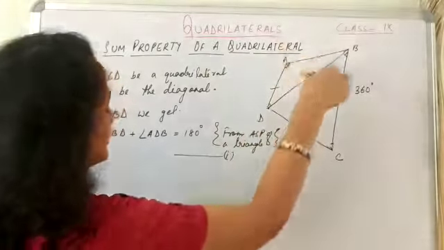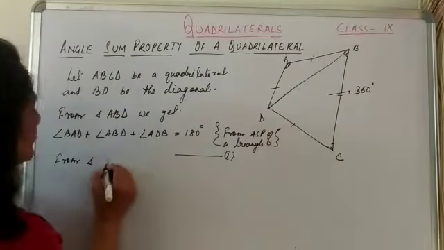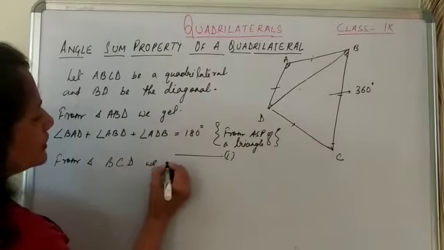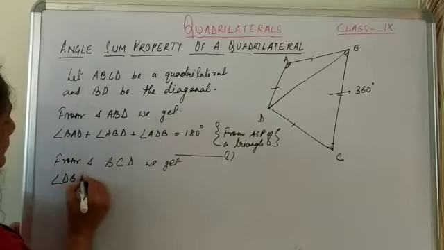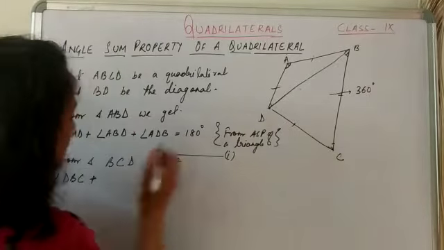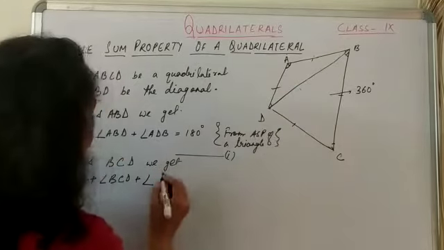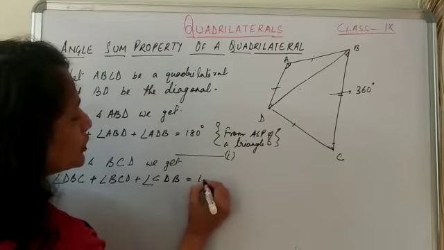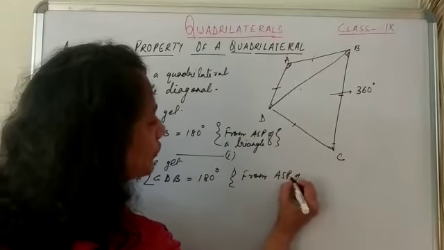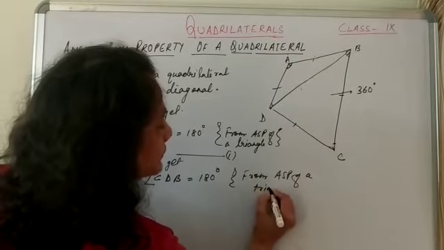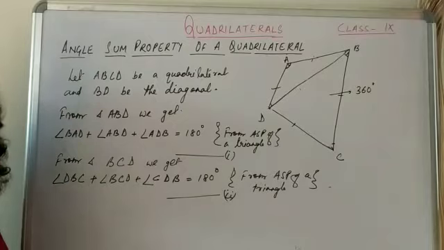Similarly, from triangle BCD we get angle DBC plus angle BCD plus angle CDB is equal to 180 degrees. From where? From the angle sum property of a triangle. Done? Just take it as equation 2.